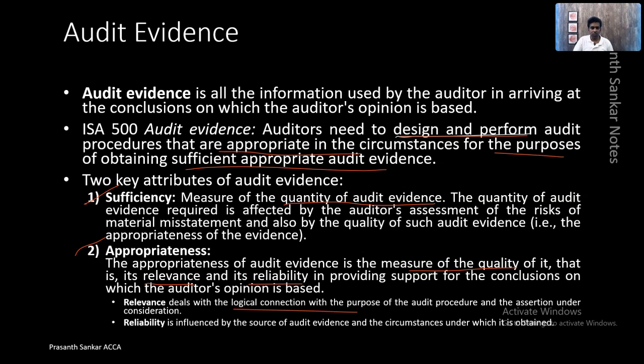If he's trying to prove whether we have received the money in relation to the revenue, he has to go and check the bank statement. He cannot go and check the invoice and say whether we have received the money or not. So the purpose and what kind of characteristic of the transaction we are trying to prove is what is required. We'll study this later in chapters 7 and 8 in detail. The second one is reliability. Reliability is based on the source of the audit evidence, the source and the circumstances under which we have obtained it.